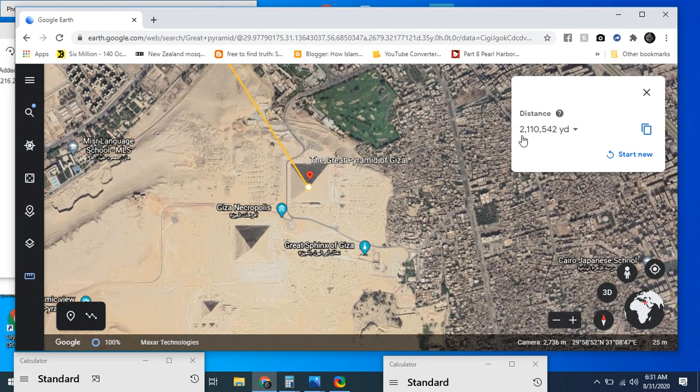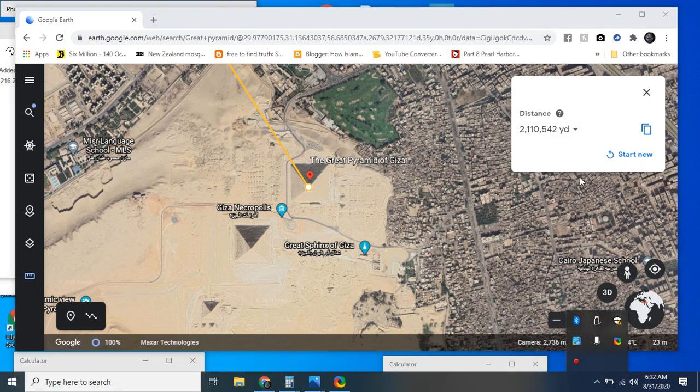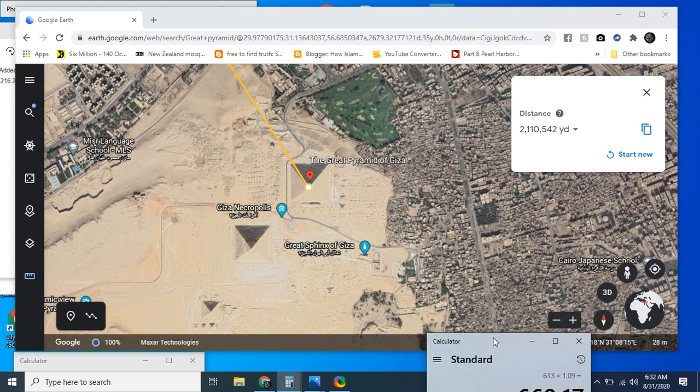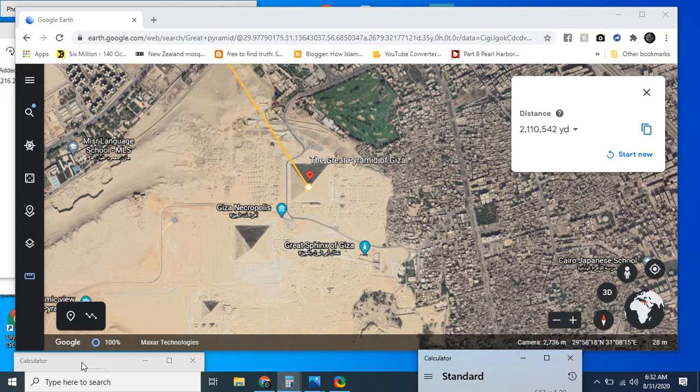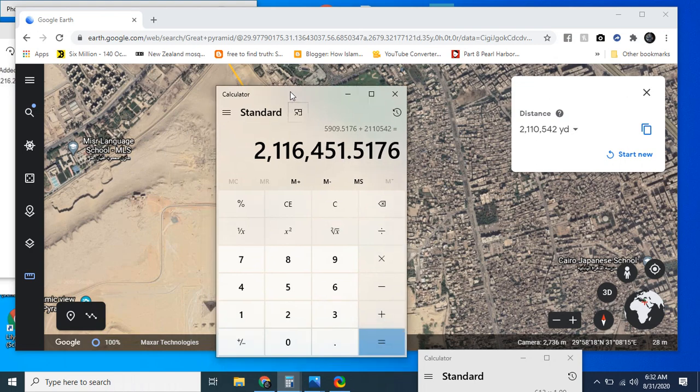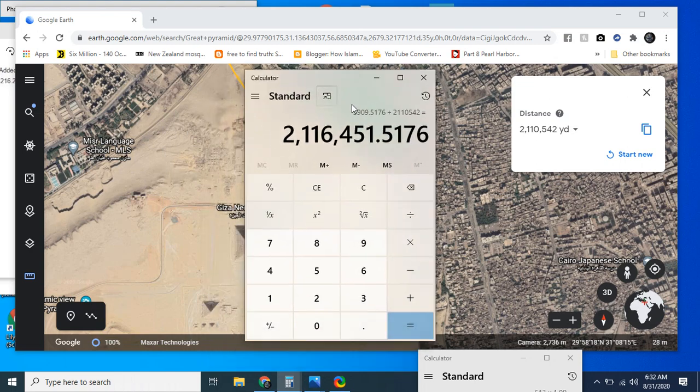And it's 2,110,542 yards. Now, the megalithic yard is a little bit less, 2.72. So that means there would be more of them than there is in ours. According to my calculations, if I did the math right, and I'm not claiming that I necessarily did because I'm not great at math, but I think I figured it out. You add that little bit of extra in, and that puts me darn close to 2,116,451. Now that's pretty darn amazing.